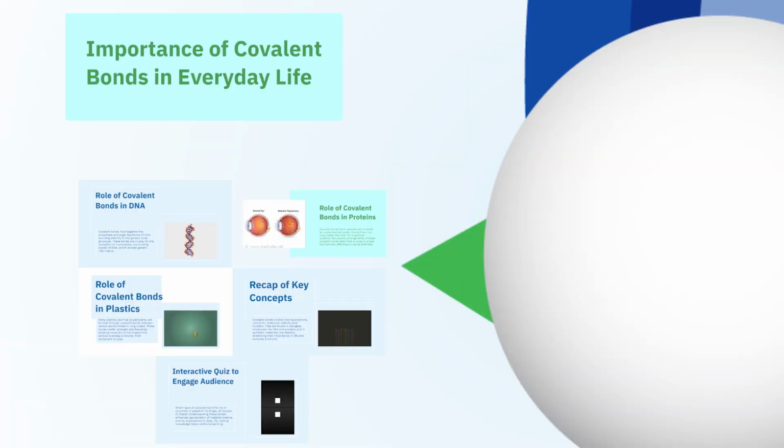Now let's take a look at the importance of covalent bonds in our everyday life. Covalent bonds aren't just important in chemistry, they are vital to life as we know it. The DNA that carries our genetic code is held together by covalent bonds, and so are the proteins that build our muscles. Even materials like plastics are made from long chains of covalently bonded atoms.